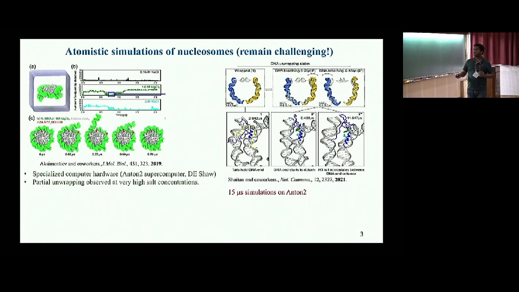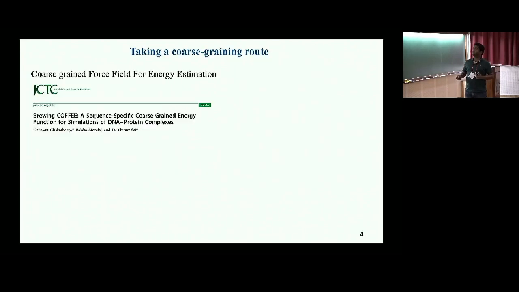But of course, all of us do not have access to Anton 2. We are poor, so we had to come up with a different strategy of looking at this problem. So what we did is we took a coarse-graining route. We developed a force field called the coarse-grained force field for energy estimation. And as you may have realized, it's basically an acronym for coffee. So we called it coffee.